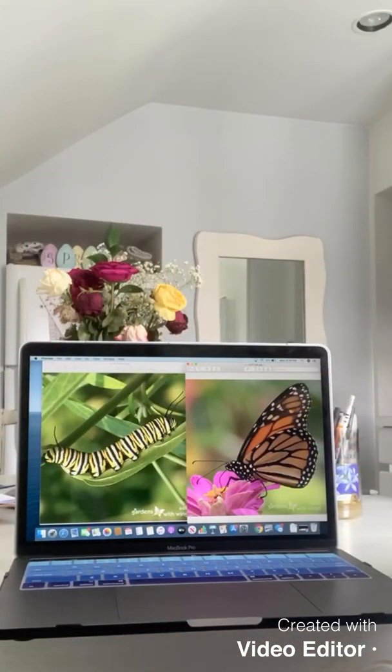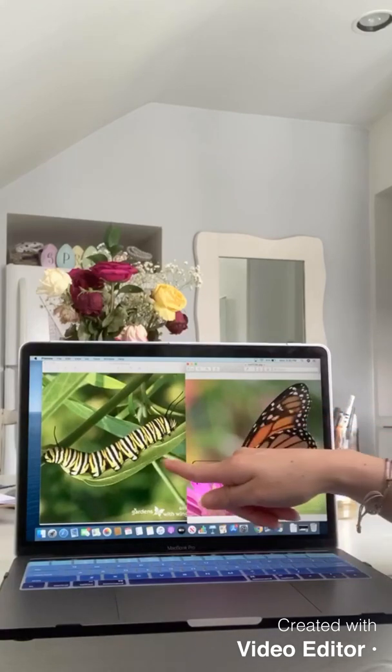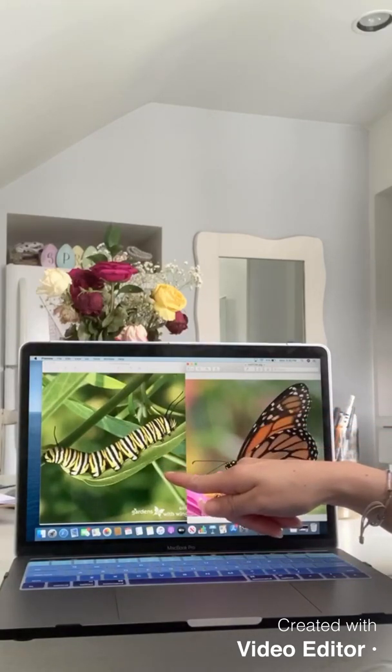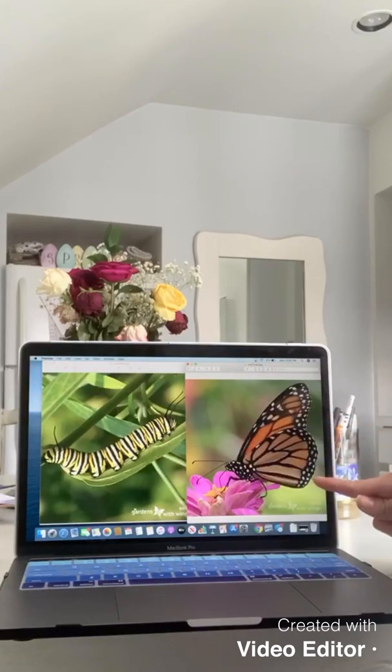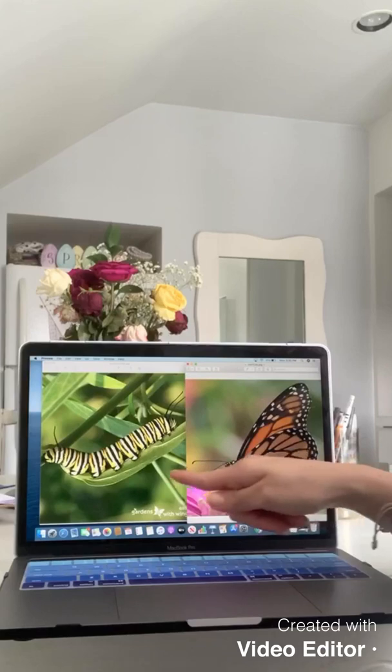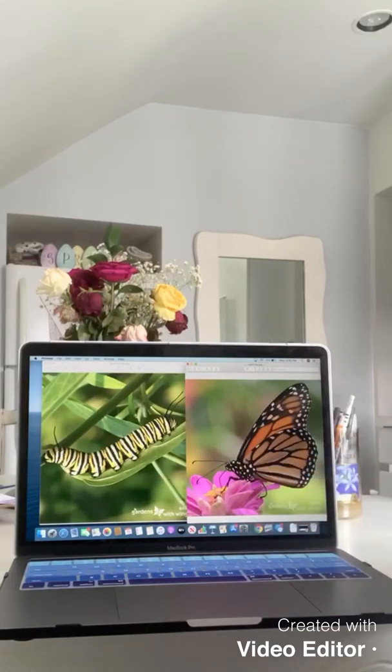So, can my friends tell me what is an insect and what is not an insect? We have a butterfly right here, and we also have a caterpillar. Yes, a caterpillar does become a butterfly. But they still have differences.